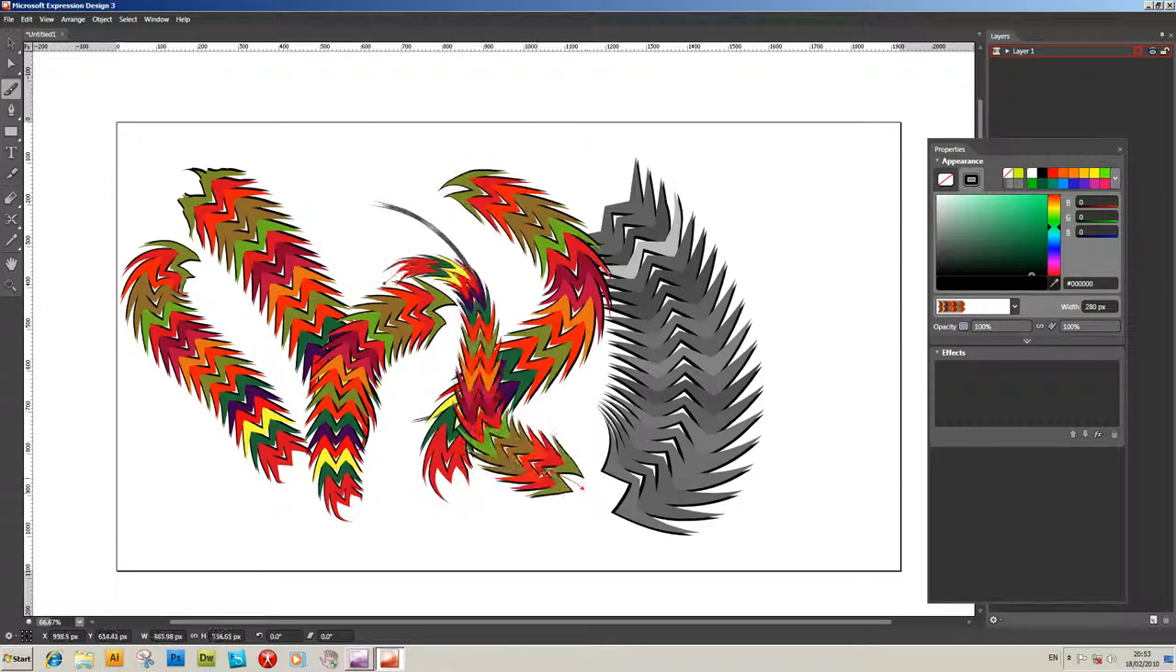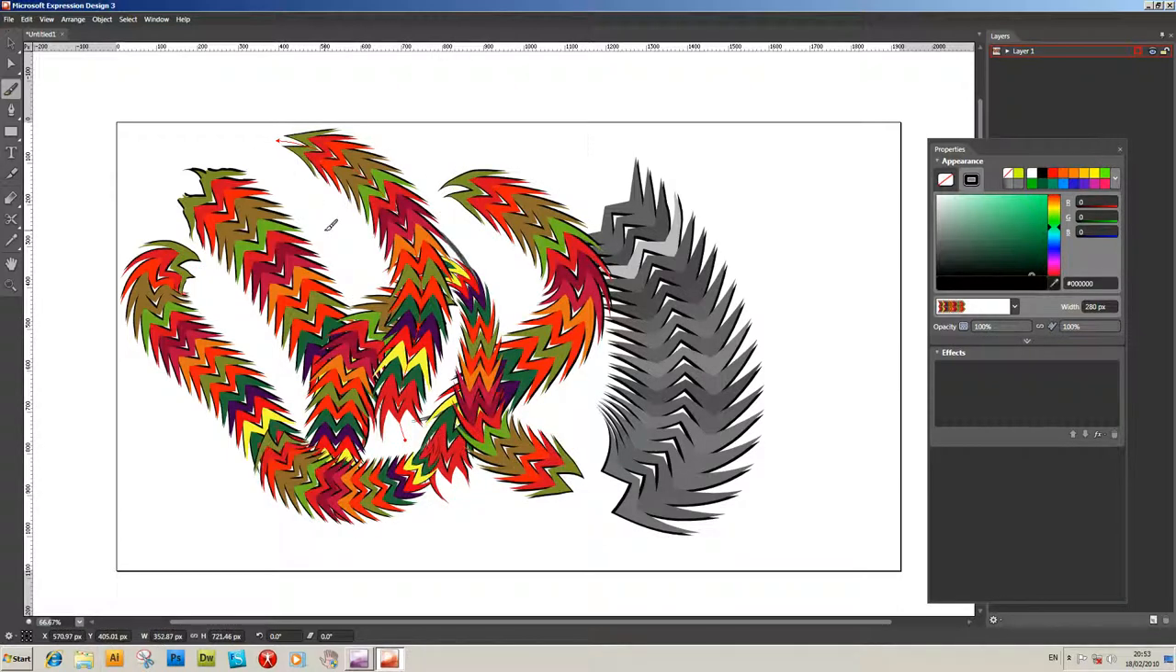Now that's the easiest way to quickly do that. It's not the ideal way of doing it, and it would be nice if there was a reset feature, but there isn't, so that's a quick and easy way of doing the brushes.